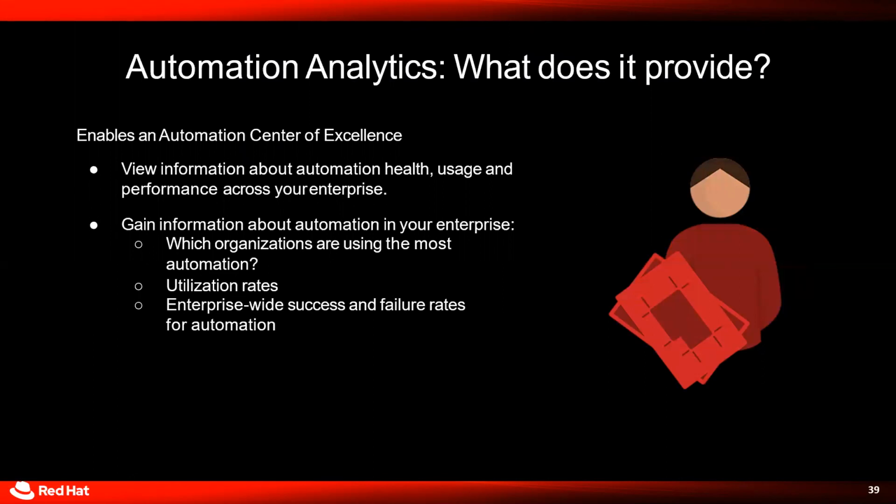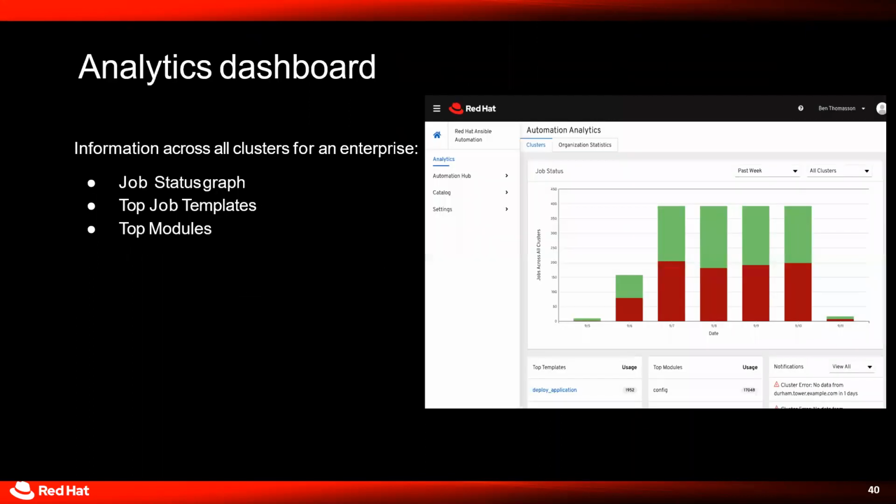So how can it improve things? As I said, automation analytics will help you monitor the health, usage, and performance of all the clusters across your enterprise. You don't have to manually log into each of these clusters to check the status. Everything can be monitored from one single dashboard through cloud.redhat.com. Okay, and this is how the dashboard looks.